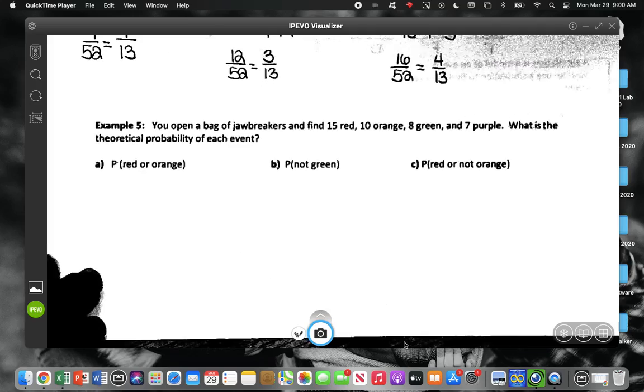So in this Jawbreaker bag, there's 15 red, 10 orange, 8 green, 7 purple, and we want to know the theoretical probability of this event. We're not actually going to open up this bag. That's why it says theoretical.